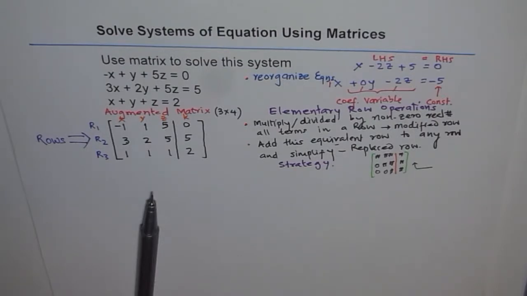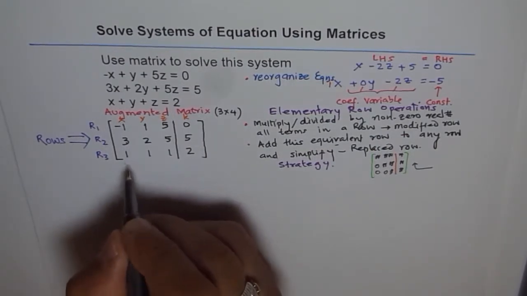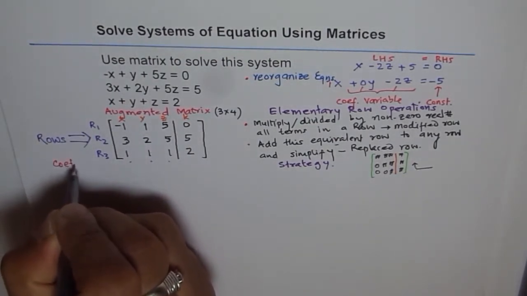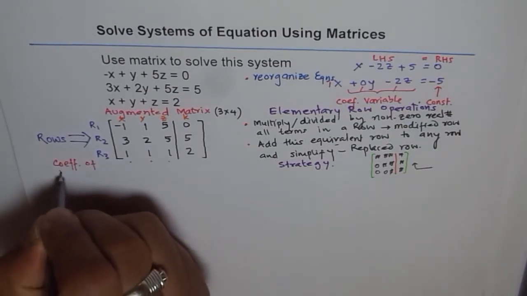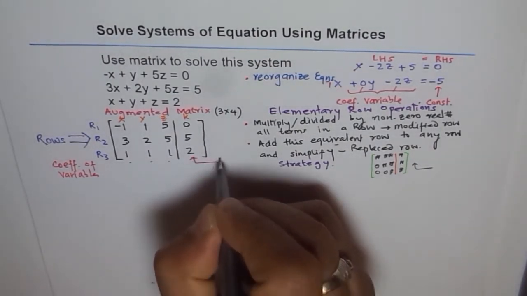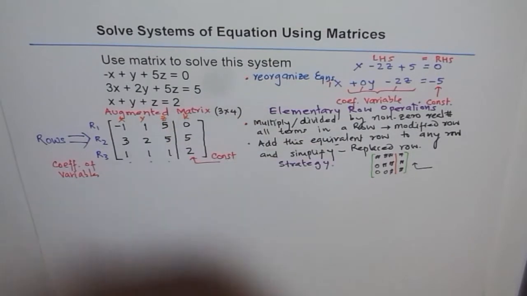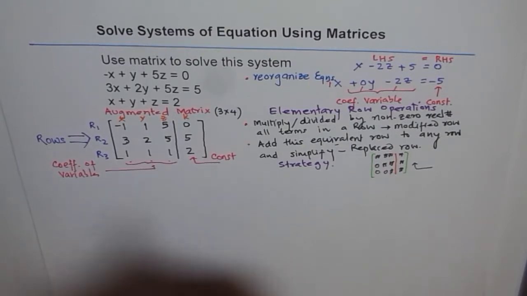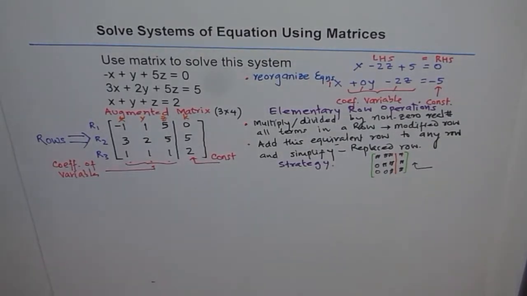Now let's get back to solving our problem. Let me summarize what I did here. First, we wrote on this side the coefficients of the variables, and on this side we have the constants, which are on the right side of the equality. This is what we wrote, and we got what is called an augmented matrix.